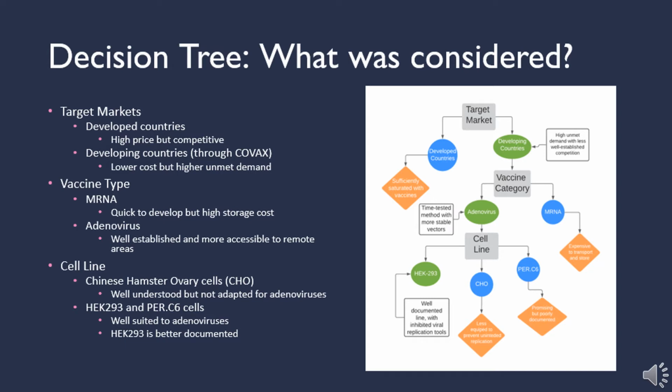To render adenoviruses less harmful to patients, replication mechanisms in the adenovirus are impaired. So for successful propagation of the adenovirus, cell lines that can complement the deficiencies of the virus must be utilized. While Chinese hamster ovary cells are a popular mammalian cell line with extensive documentation, they lack the necessary replication mechanisms to complement the adenoviruses. Human embryonic kidney cells, HEK, and human retinoblast, PER, cells do have the necessary replication, and since the HEK cells have better documentation, the group used them for our cell line.